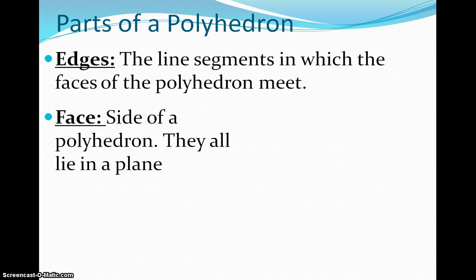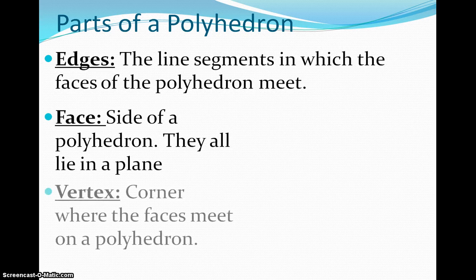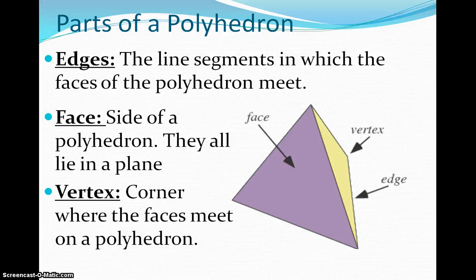Once you get that written down, the third part of a polyhedron is the vertices, or just a plain vertex, which is the corner where the faces meet on a polyhedron. And so here's a picture to basically represent all three of these.